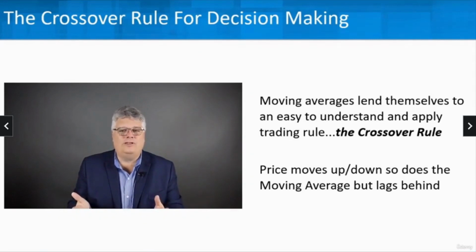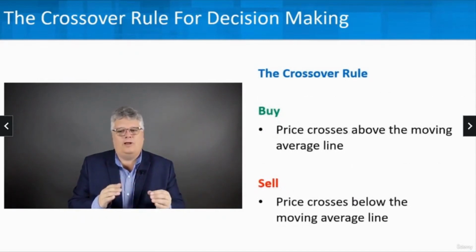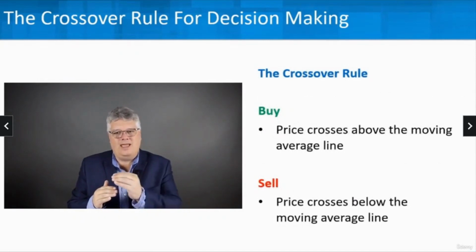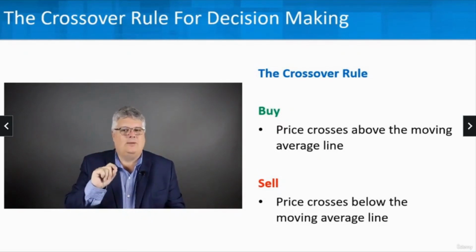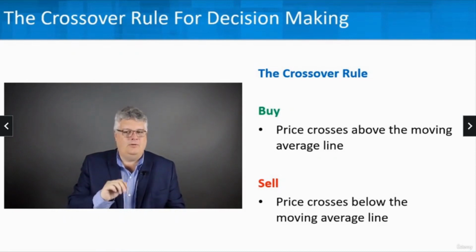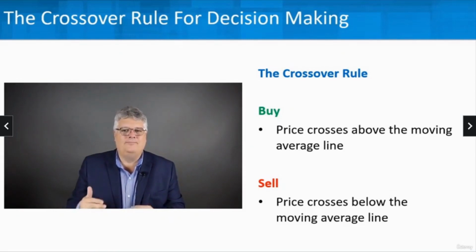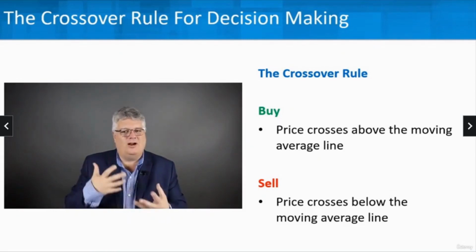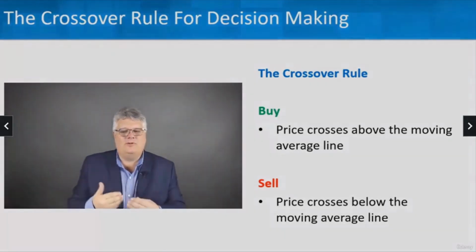And the crossover rule is actually very simple to understand. Basically, when you buy, when a price crosses above the moving average, so we have our moving average line, price crosses above it, that shows that that's a buying opportunity. Same thing with selling: where the price is going below the moving average, that's a selling opportunity. So let's look at that on an actual chart and see what that really means. But really remember when you're buying and when you're selling.